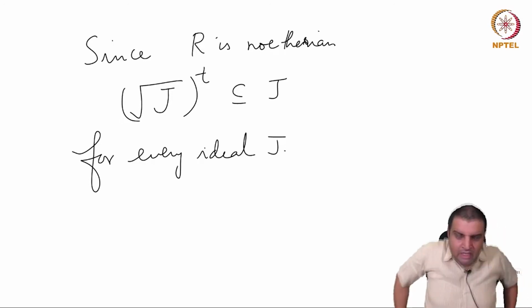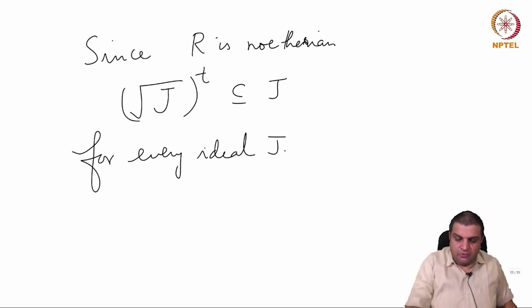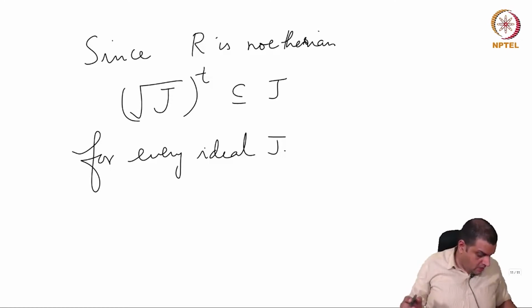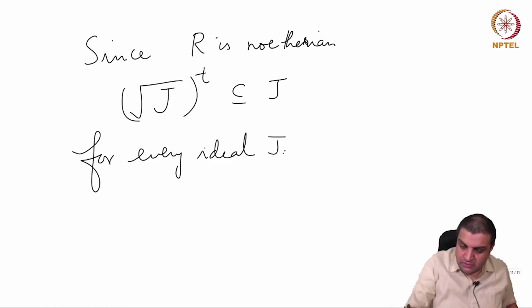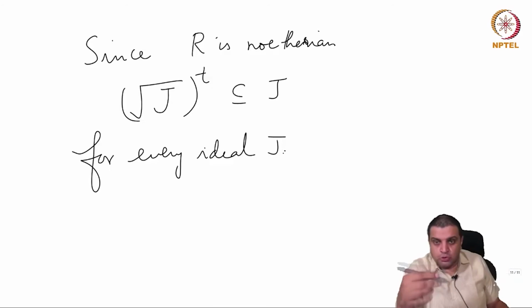So R is Noetherian, therefore for every ideal J, this is true. So this proof gets 3 from 2.